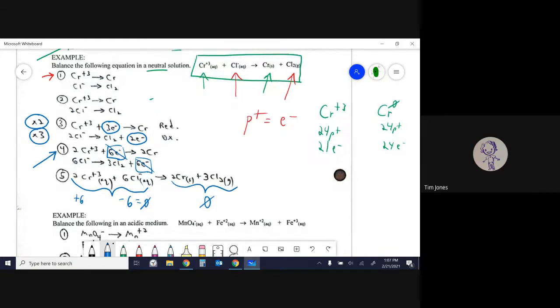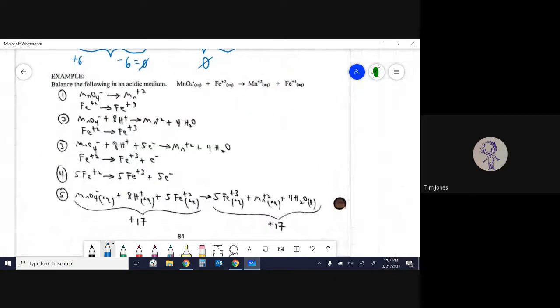All right, now let's do this one, which is going to be acidic. And again, all that means to me right now is that if I need to, I can add H plus and/or water. All right, first we have to split into our 2 halves. So I've got manganese here and manganese here. That O4, just take it along for the ride. That creates 1 half. My other half will be the iron and the iron. So step 1, I have my 2 halves identified. Step 2, balance the atoms.